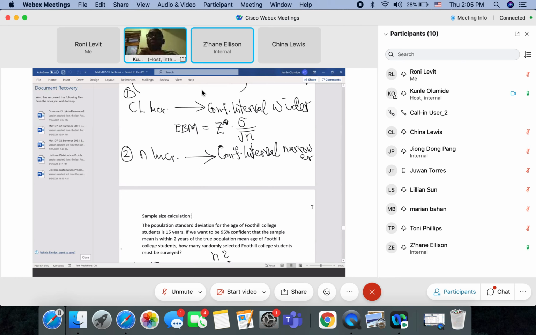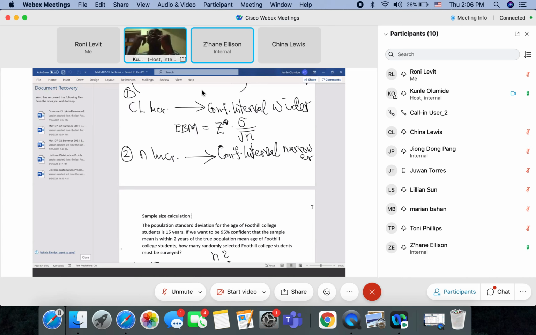Find the confidence interval of a random... Look again. What part represents a question to be answered? How many randomly selected Foothill College students must be... Oh no, that's not it. That's it. Johnny, that's it.